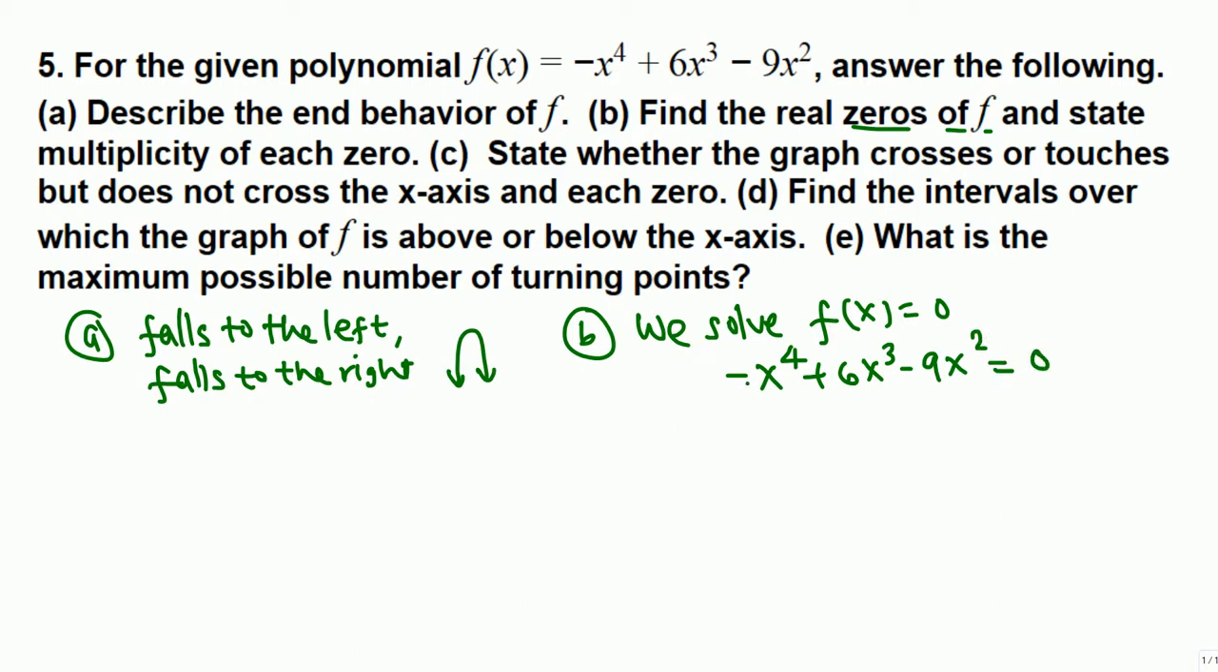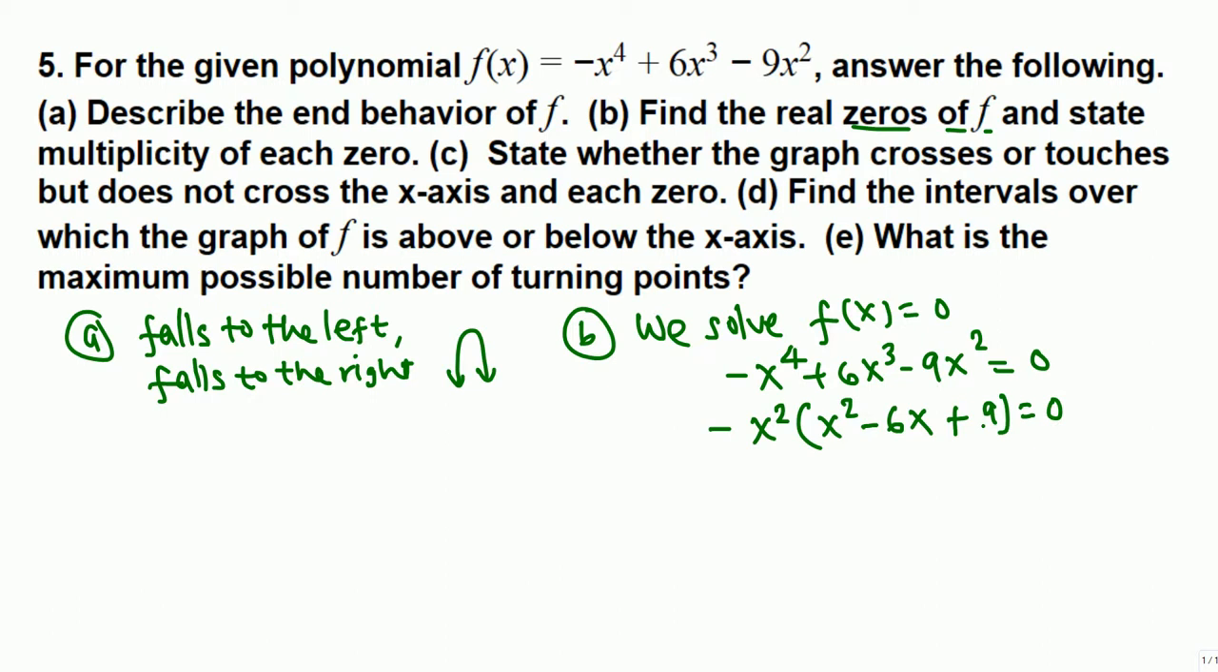So negative at the very beginning, so we can pull negative out. X fourth, x cubed, x squared. Out of all three terms, we can pull x squared out. Negative out, x fourth over x squared, so x squared remains. Negative, positive, negative. 6 x cubed: out of 3, 2 are out, so 1. Negative, negative, positive, x squared out, 9.